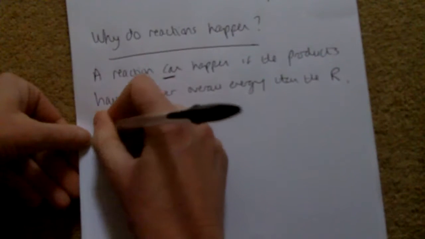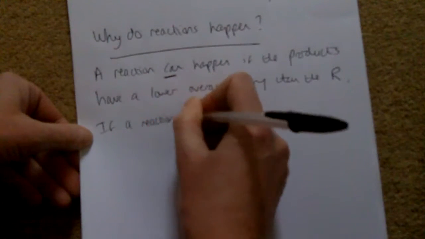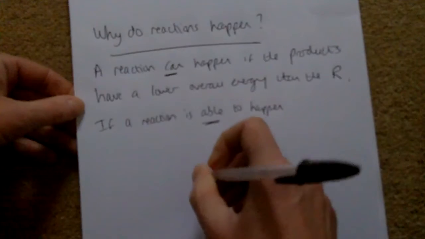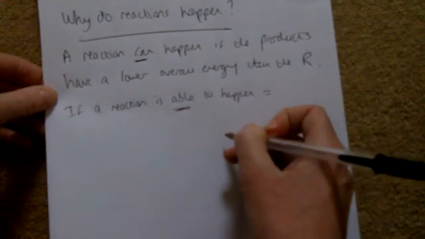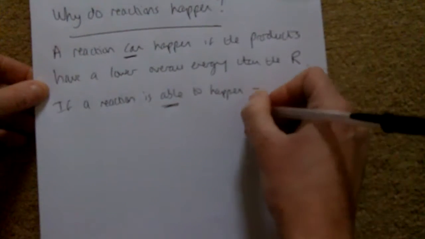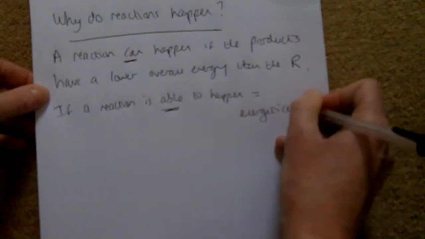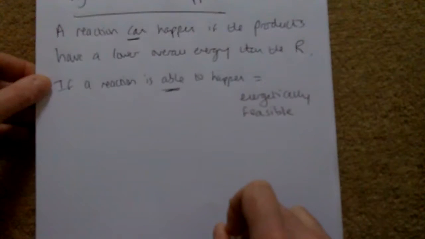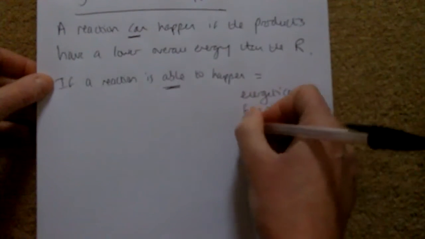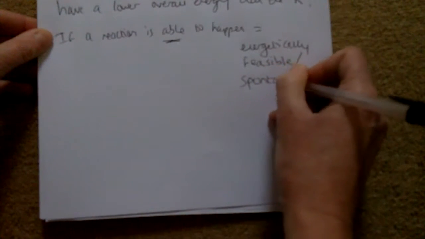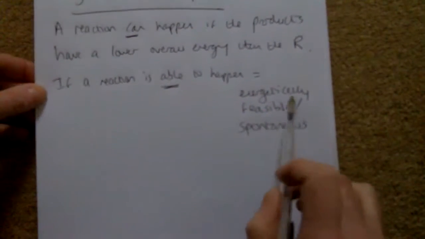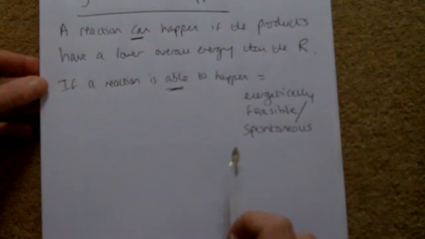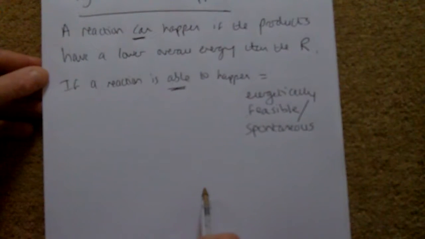If a reaction is able to happen, we use the term that the reaction is energetically feasible. So if it's able to happen, we say that it's energetically feasible. Sometimes you may see it called a spontaneous reaction. You may see that term. So if the reaction can happen, then you'll see it says that it's energetically feasible. Feasible means that it can happen, or spontaneous.